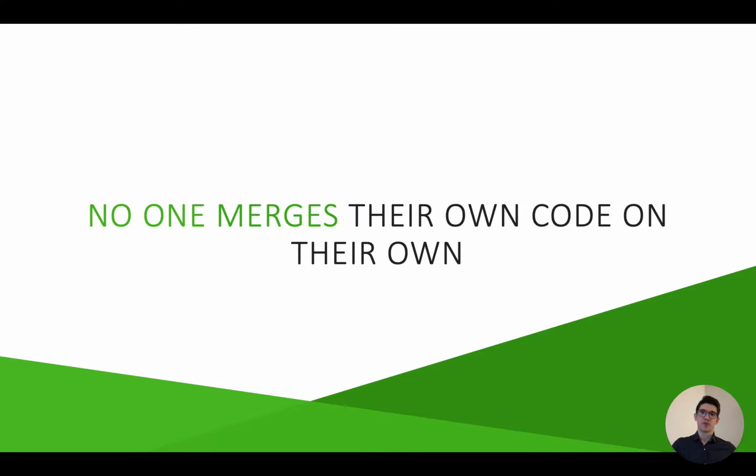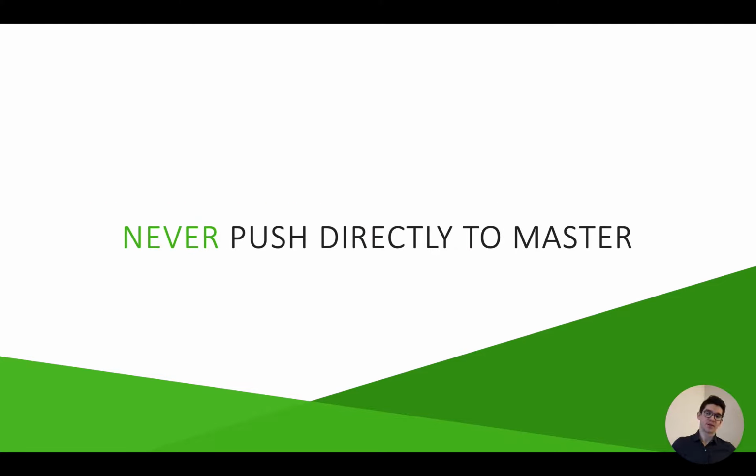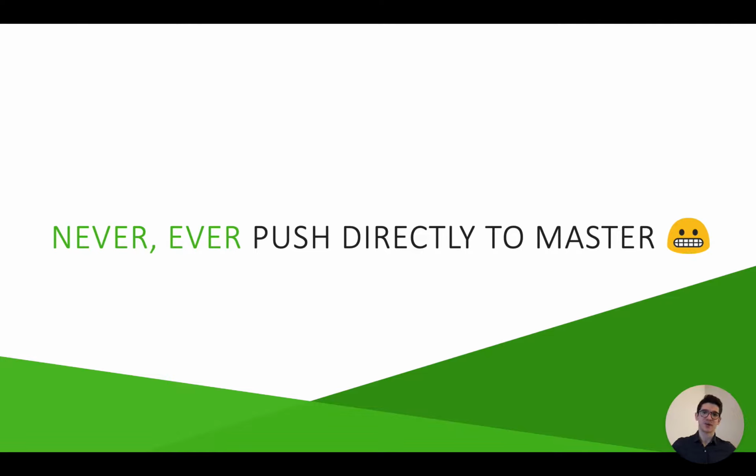So there is the first rule. No one merges their own code on their own. After the developer created their branch, they cannot just merge it to master. And second rule, never push directly to master. As well, nobody should be able to commit directly to master, as it's way too easy to introduce some behavior-breaking changes or bugs or issues. And master has to be stable and has to be reviewed by a few pairs of eyes before something appears there. And third rule, never ever push directly to master. So actually there are two simple rules. I just wanted to emphasize this point.